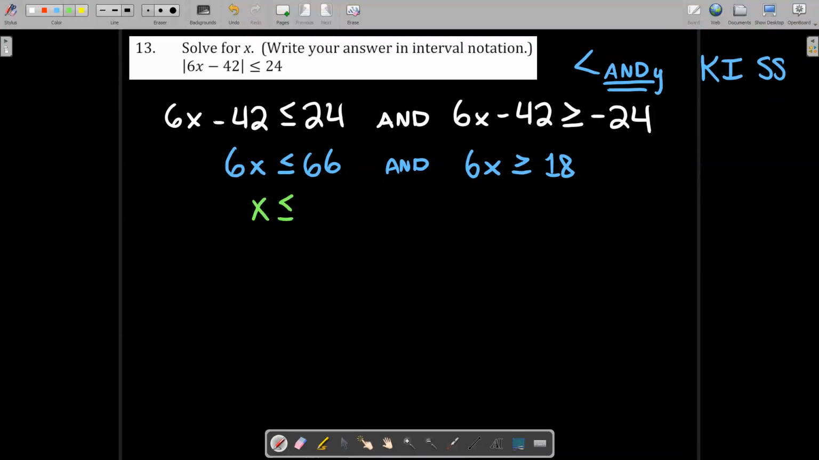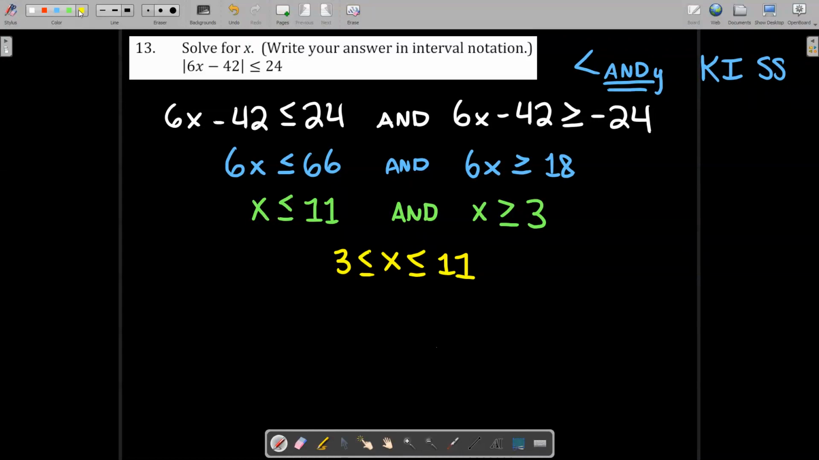So x is equal to or less than 11. And x is greater than or equal to 3. If we wanted to, we could write this and problem with an x in the middle, where x is going to be greater than or equal to 3, less than or equal to 11.